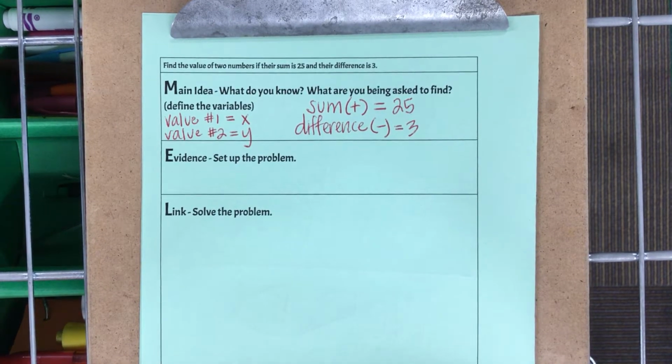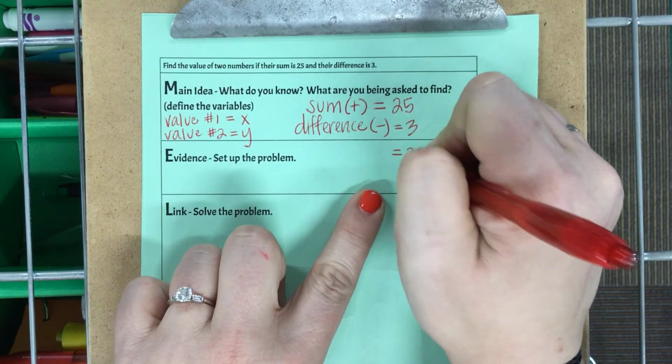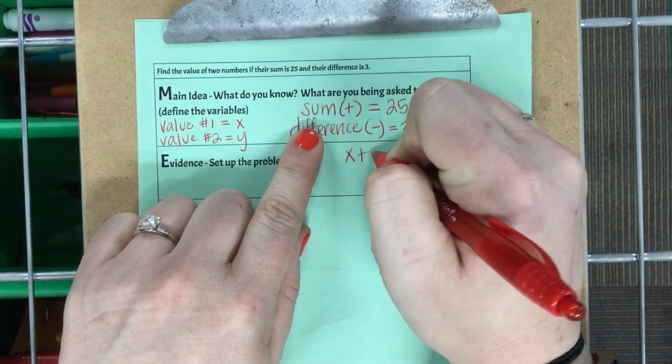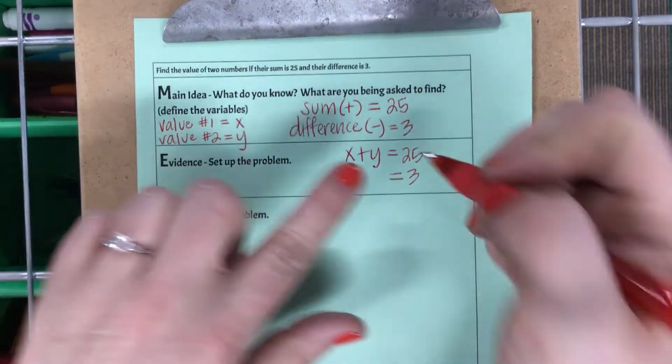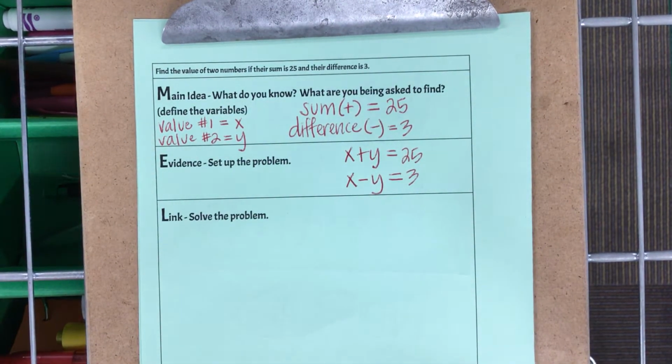Evidence, E: set up the problem. I'm going to give mathematical evidence of this. I'm going to have some equation that equals 25, and I'm going to have another one that equals 3. How should I set those up? What equals 25? The sum, right? x plus y. Perfect. What equals 3? The difference, so x minus y. Excellent. That's all we do for evidence. We write the problem.